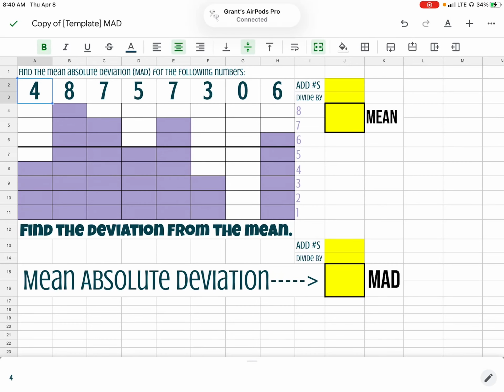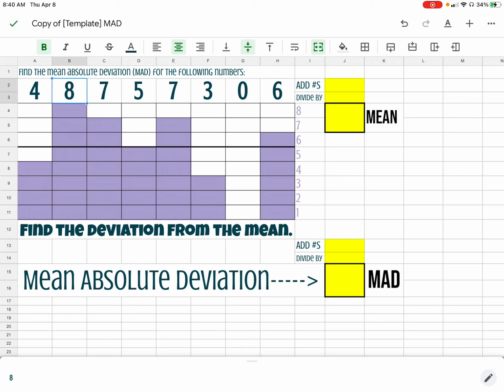All right, so I'm going to make this video to show you guys how to complete the mean absolute deviation activity. That way, if you have any questions, you can reference this video and go through the examples again. So the first thing you need to do is add up all of your numbers.